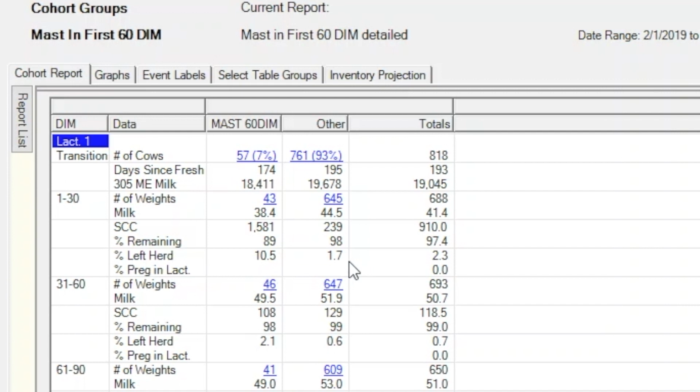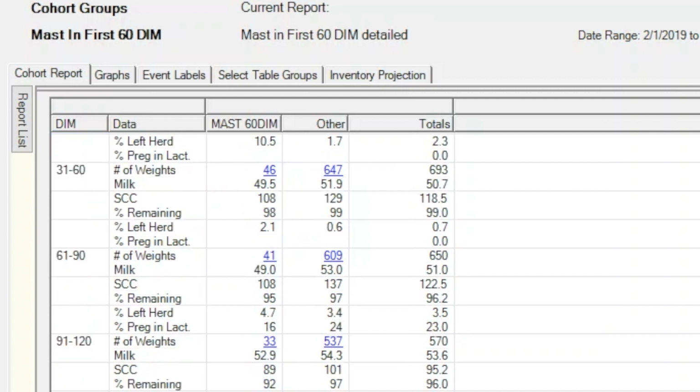So we just spent all the money, raising them and effort and everything that goes into raising the heifer, only to turn around and lose 10.5% of those that got mastitis in the first 60 days. That is a significant number.